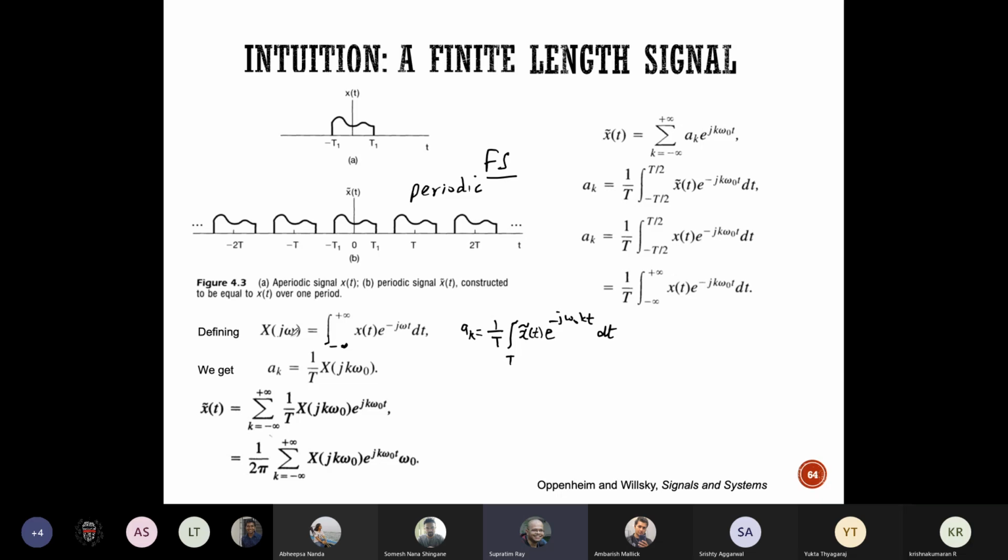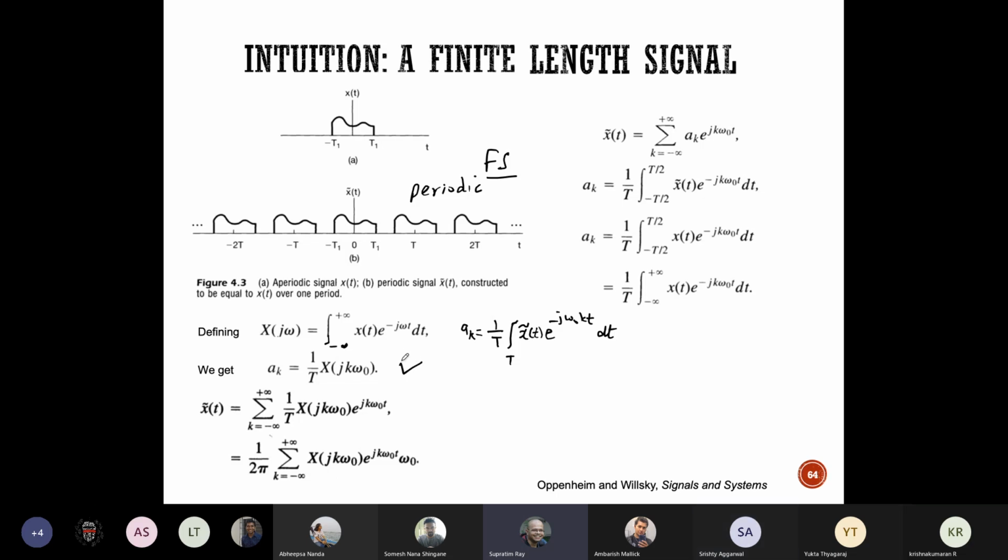Omega is a continuous variable. I can put whatever I want here. If I put k omega naught, this thing here becomes j k omega naught like this. And within one period, x tilde of t and x of t are the same. And after that, it's 0. So this whole integral is the same as this. Integrating x(t) over minus infinity to infinity is the same as the integral of x tilde of t between minus T by 2 to T by 2. So a_k is just this. Is this fine? Is this okay?